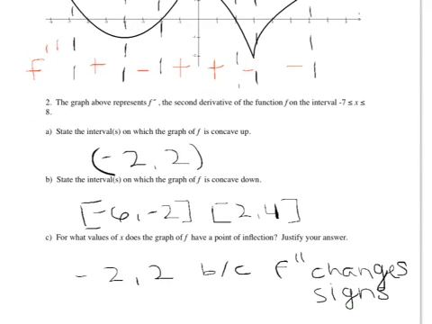For part C, it's asking me for what values of x does the graph of f have a point of inflection. Justify your answer. That is easy. It's negative 2 and 2 because f double prime changed signs. It went from negative to positive.